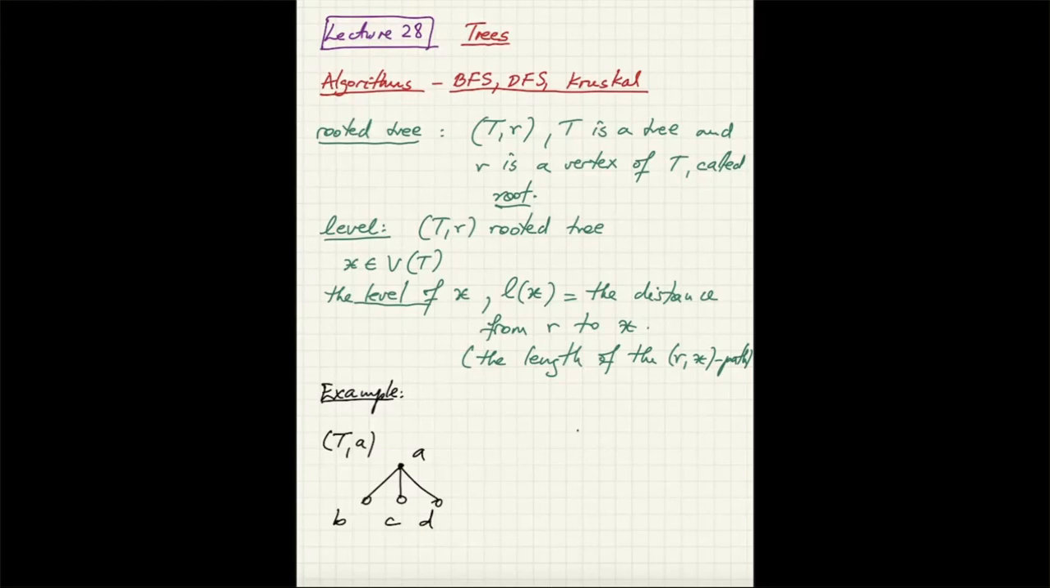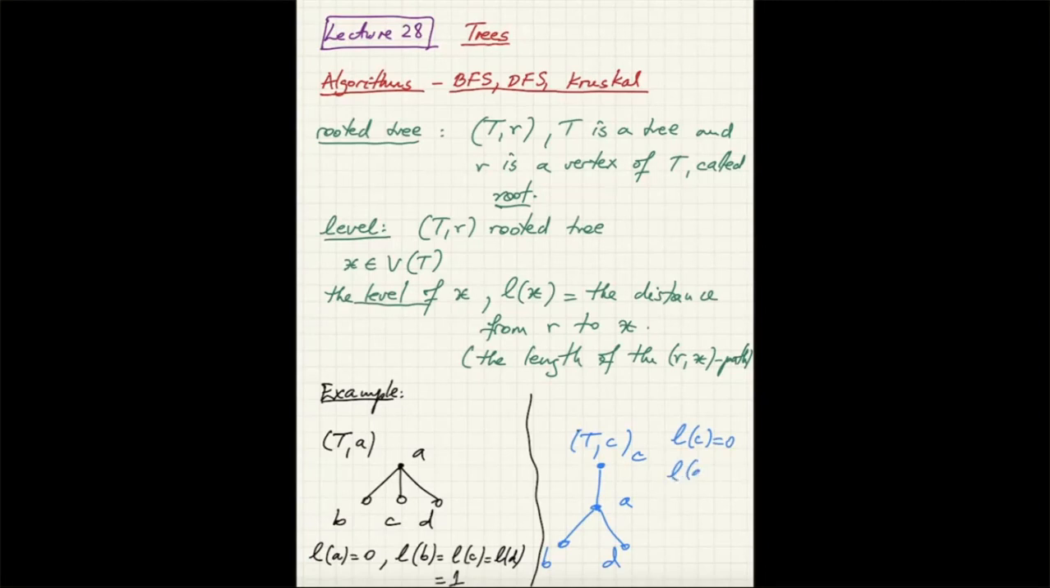I can have a similar example. Let's say here, if I root this tree at the vertex C, then the tree looks like this: it's C, then you have A, and then you have B and D. So you see the difference between T_A and T_C. For the tree on the left, the level of the root A is 0, because that's the distance from A to A, and the level of the vertices B, C, and D is 1. Now, for the tree on the right, the level of C is 0, because that's the root. The level of A is 1, and the level of B and D equals 2. Okay.